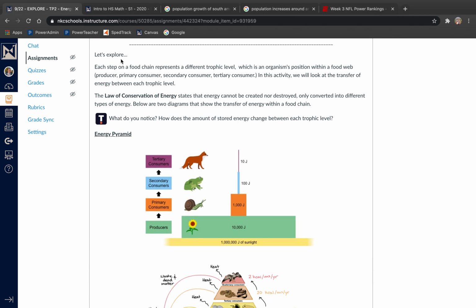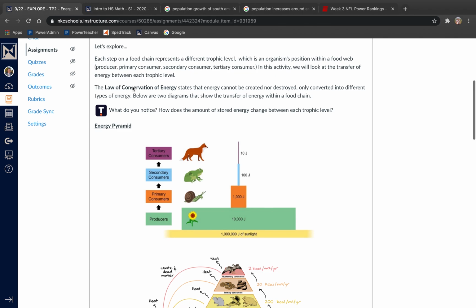Let's explore. Each step on a food chain represents a different trophic level, which is an organism's position within a food web: producer, primary consumer, secondary consumer, tertiary consumer. In this activity, we will look at the transfer of energy between each trophic level.